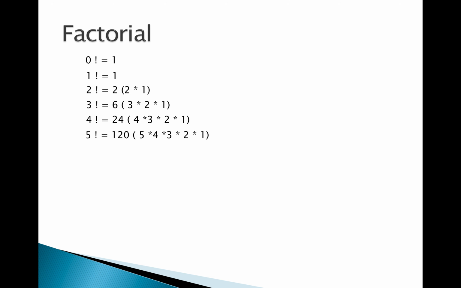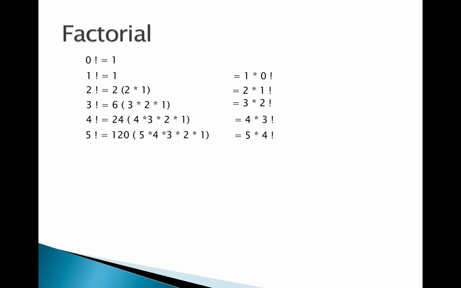If you see through this, 1 factorial is nothing but 1 into 0 factorial. 2 factorial is nothing but 2 into 1 factorial. 3 factorial is nothing but 3 into 2 factorial, where 2 factorial is 2, and 3 into 2 is going to be 6. 4 factorial is 4 into 3 factorial, where 3 factorial is 6, and 4 into 6 is 24. Same is the 5 factorial: 5 into 4 factorial, which is 5 into 24.